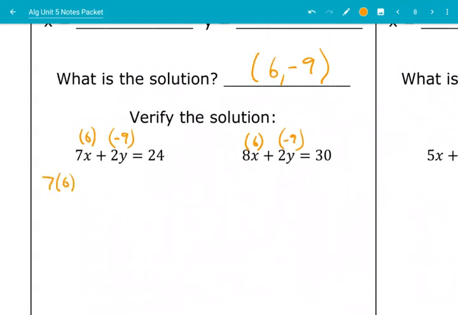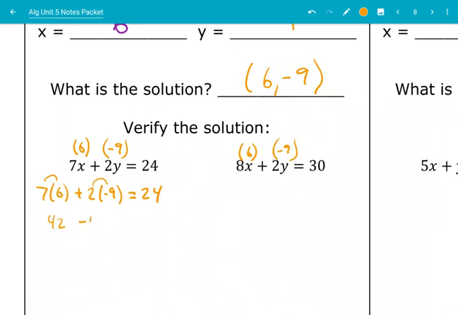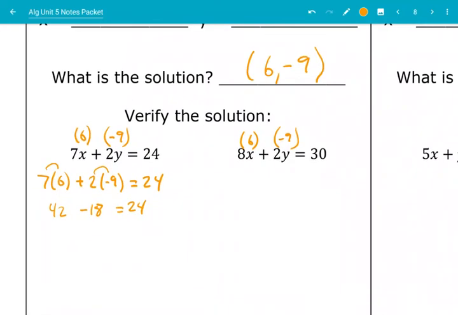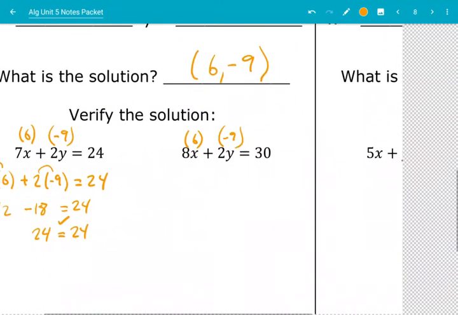7 times 6 plus 2 times negative 9 equals 24. Well, that's 42, minus 18, plus 24. Isn't that what I just did on the calculator? Yeah, 24 equals 24. Shakarooski.